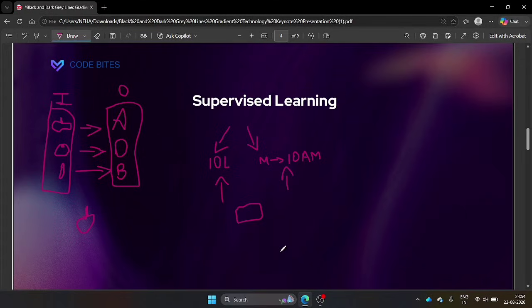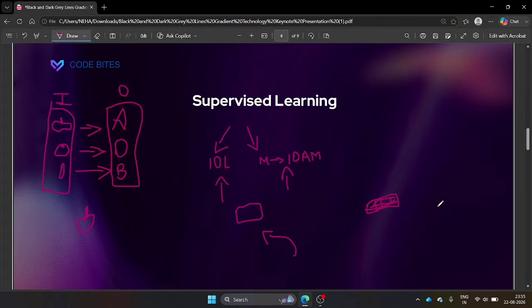After learning from many examples, when a new email arrives, the model can predict whether this one is a spam email or not a spam email, right? This looks like a spam email. That's supervised learning. So remember one thing: you are giving data with the labels.